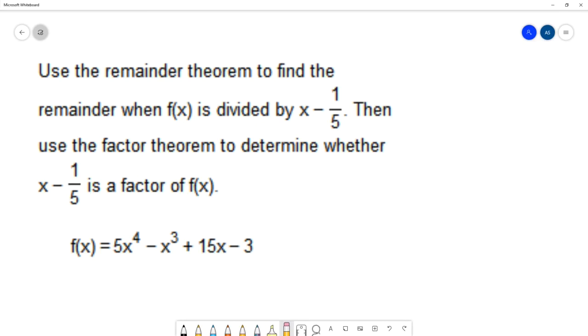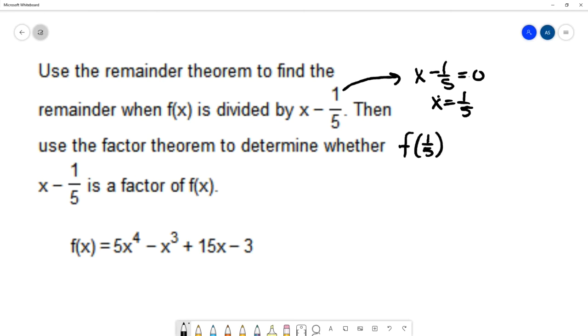So let's start with the remainder theorem. The remainder theorem gives us a shortcut so that we don't have to go through the division process. It says that if we're trying to figure out the remainder when dividing by x minus 1/5, we can take the value, we can think of it as the 0. If we set that factor equal to 0, we would get x equals 1/5. So in order to figure out that remainder, we're going to take 1/5 and substitute it into our function.